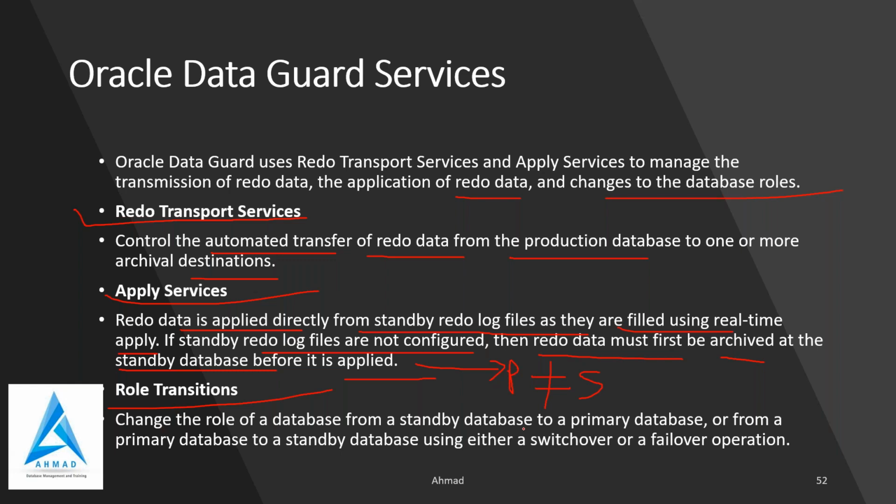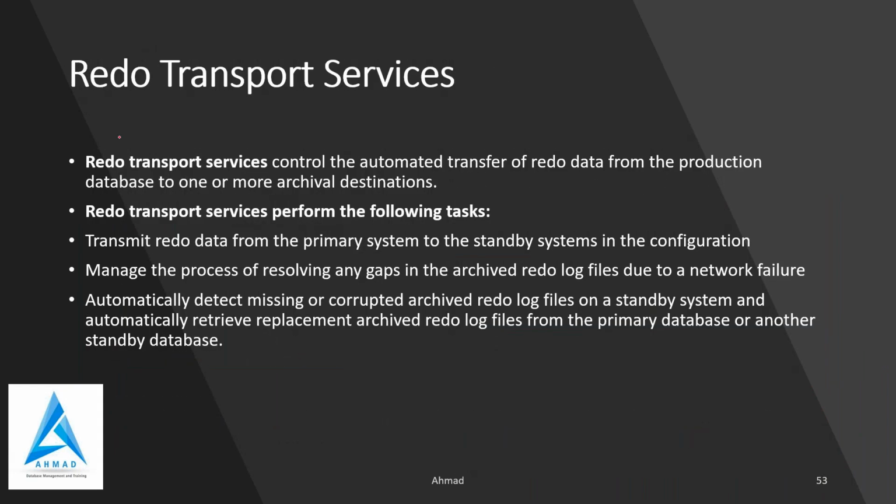Okay, and role transition, we know that we have switchover and failover. Switchover is planned, and failover happens as an unplanned activity. Okay, so these are the two things in that. And in redo transport again, redo from primary to standby, it manages the process of resolving any gaps due to a network failure, and automatically detects missing or corrupted archive log, and retrieves archive log and applies on the standby.